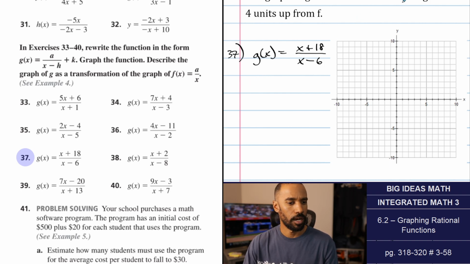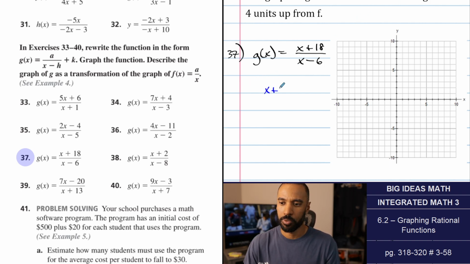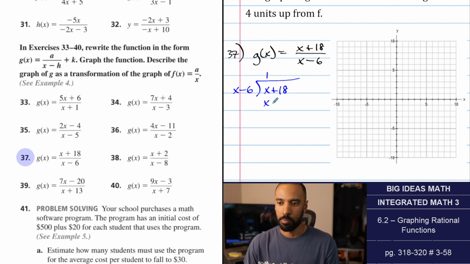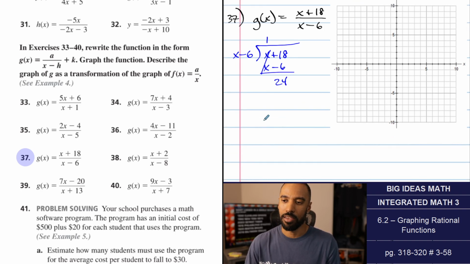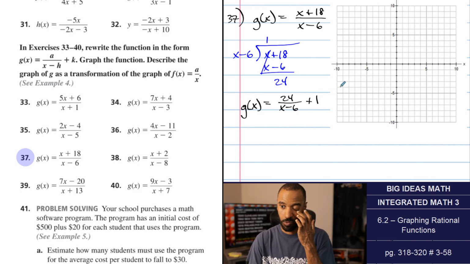Oh, let's use long division. x plus 18 over x minus 6. x goes into x once. You multiply that there. Boom, via subtraction. 18 minus negative 6 is 18 plus 6, which is 24. Big remainder, and that is our a value. So g of x can be rewritten as 24 over x minus 6, plus 1, 1 being the quotient.